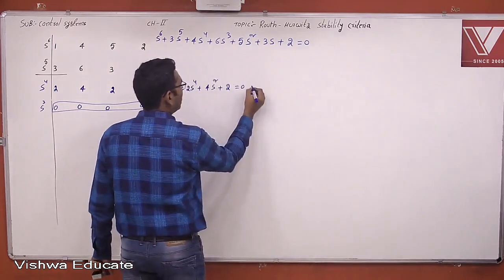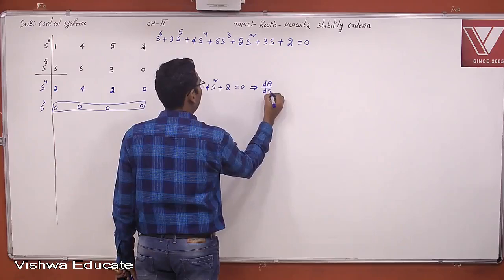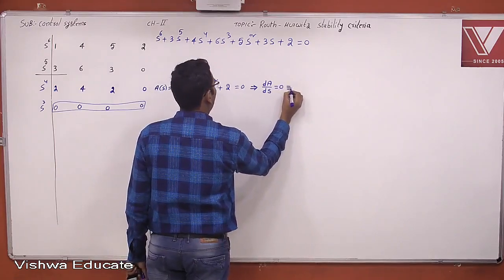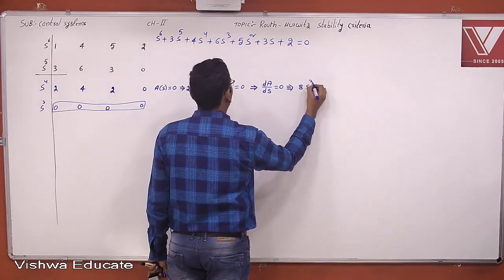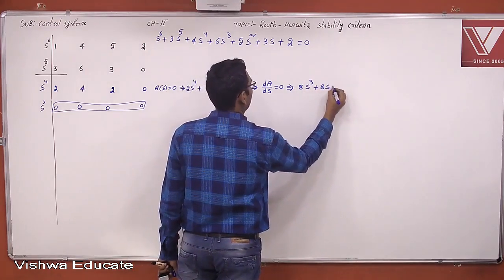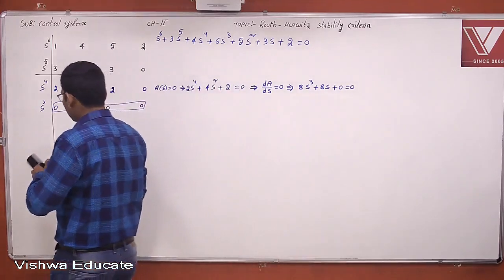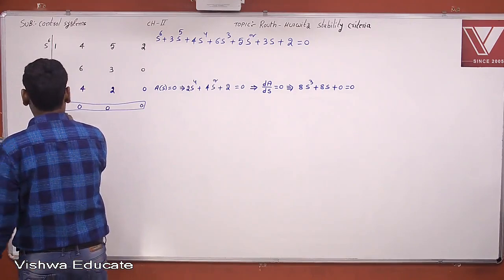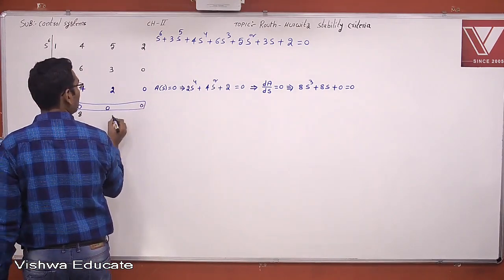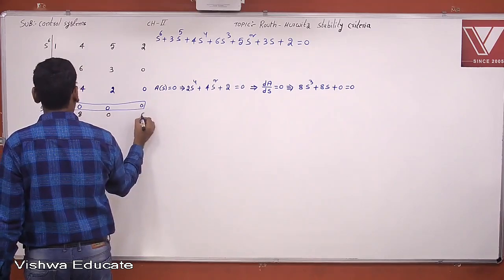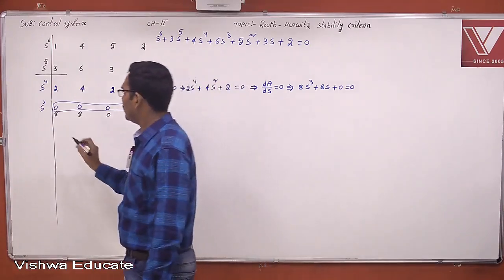Now you differentiate this auxiliary equation. The differentiation of this main auxiliary equation equal to 0. Therefore now 8s cube plus 8s plus 0 equal to 0. Therefore now this is 8, this is 8, this is 0, 0. Now continue the RH tabular form. Okay, you continue the RH tabular form.